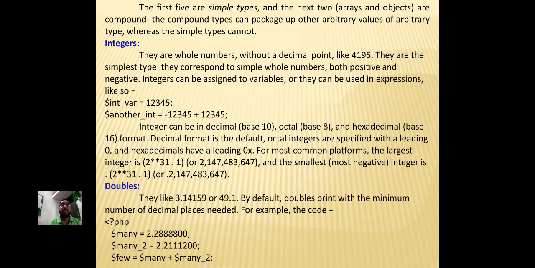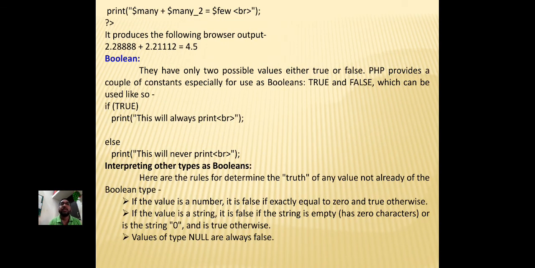So in here, doubles, they are like 3.14159 or 49.1. By default, doubles print with the minimum number of decimal places needed. For example, the code in here. Booleans have only two possible values, either true or false. PHP provides a couple of constants especially for use as booleans, TRUE and FALSE, which can be used like so: if true, print this will always print, else print this will never print.